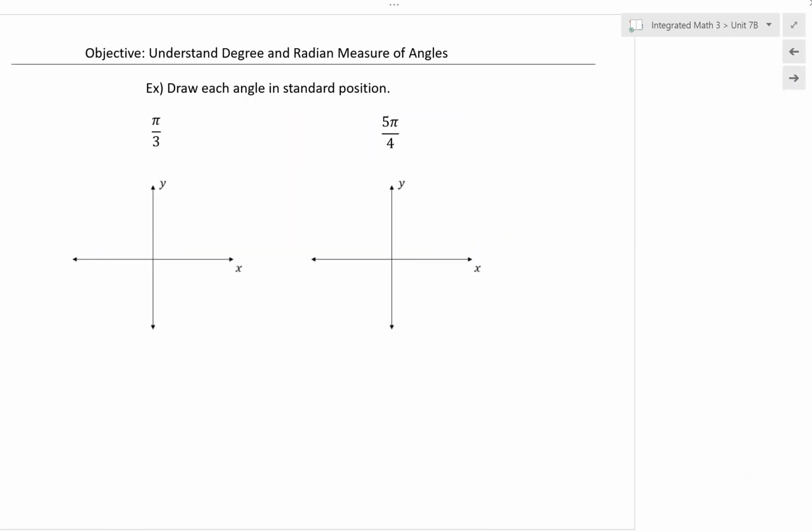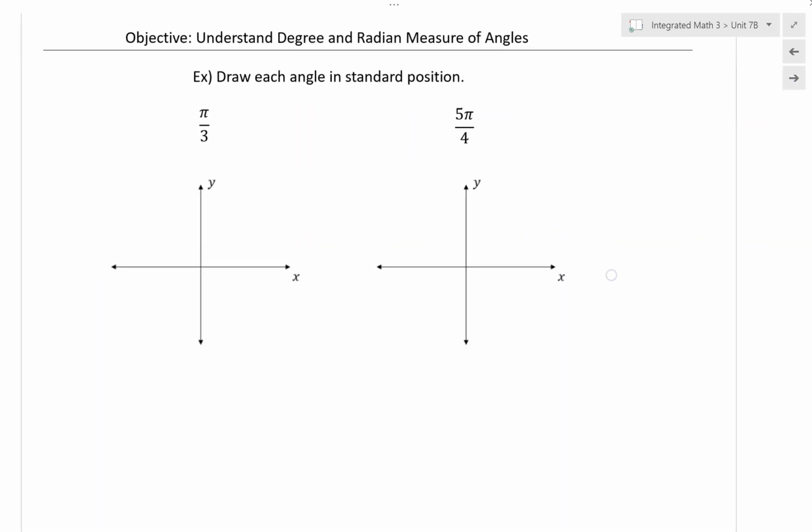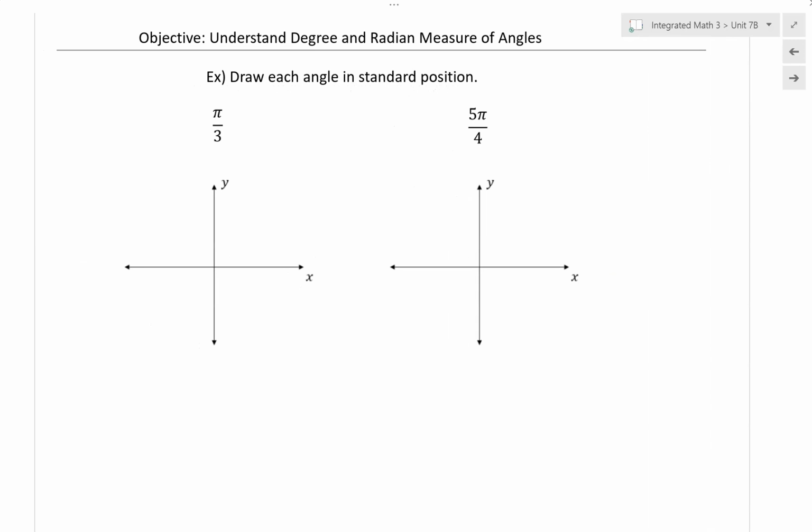So let's go ahead and graph some angles. Okay, so they want us to draw each angle in standard position. Pi divided by 3. Well, I know, okay, here's my initial side. I know that this is pi, but I don't want pi. I want 1/3 of pi. So if you think about splitting it into thirds, I only want this much. There's pi thirds. Okay, so I can erase. There's pi thirds. All right, 5 pi over 4.